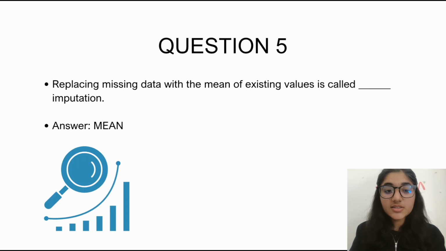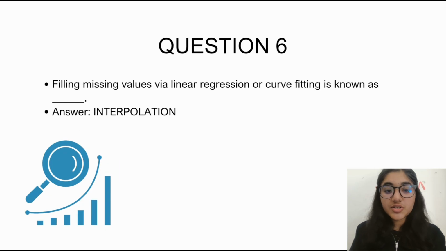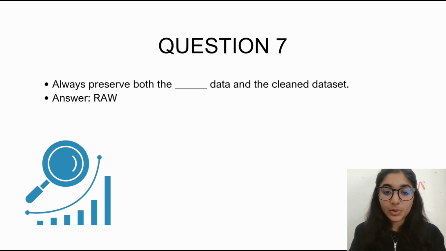The sixth question is, filling missing values via linear regression or curve fitting is known as dash. So the answer is interpolation. The question 7 is, always preserve both the dash data and the clean data set. So the answer is raw.